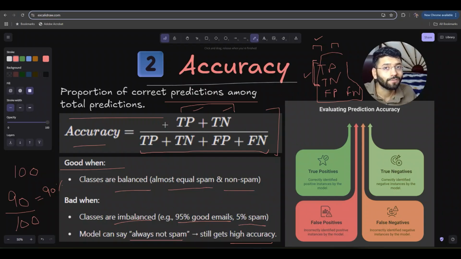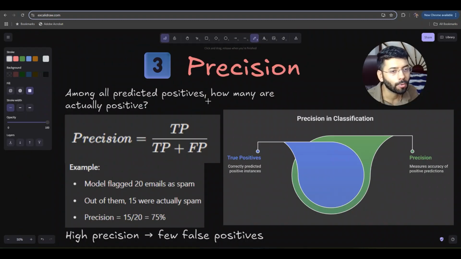So in this case, if your model always says it's not spam, your accuracy will be only 50%, which you can judge is not a good model, right? So accuracy is a good metric when your data is balanced, but it is a bad metric when your data is imbalanced, because then, as we saw, the wrong model can also appear as an accurate model, which is not correct. So after accuracy, let's talk about precision.